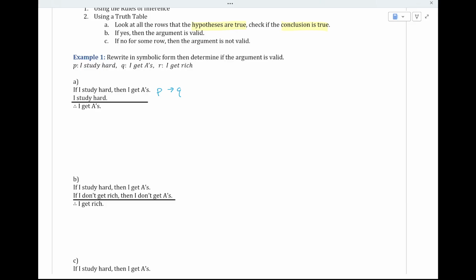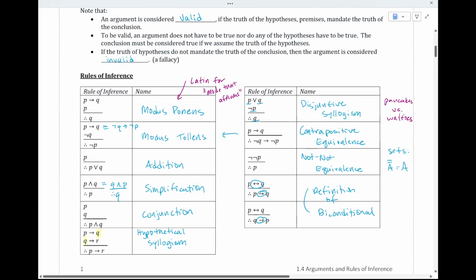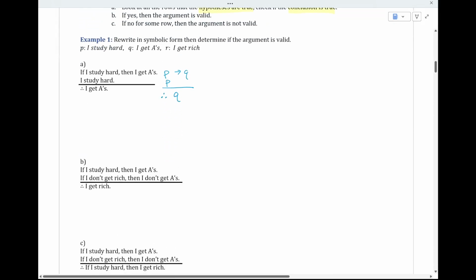I study hard is P, therefore I get A's is Q. So looking back at my rules of inference, does this match any of those rules? And it looks like it does. It looks exactly like this argument. So this one is modus ponens. So this one is valid via modus ponens.